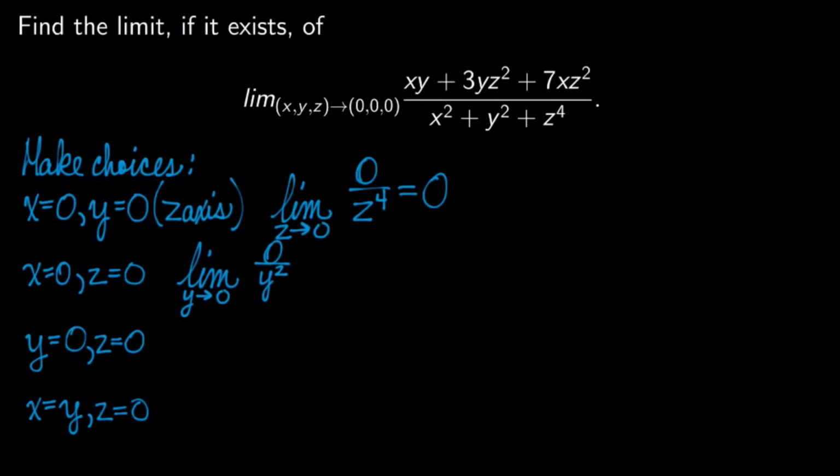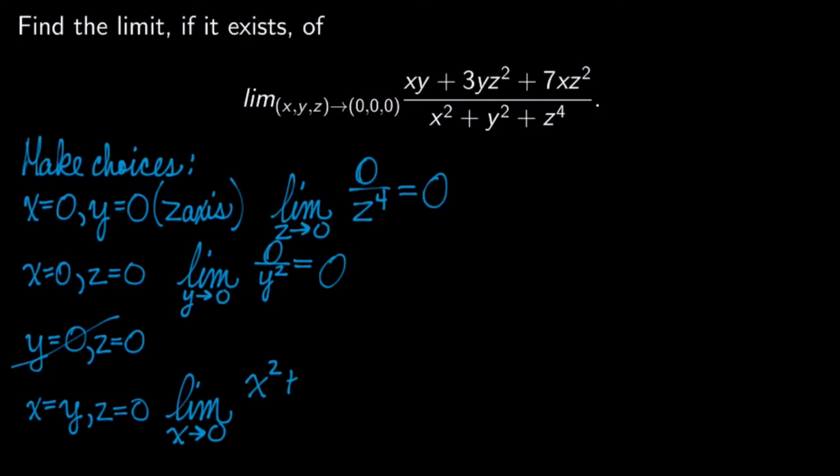Similarly, when you substitute x equals 0 and z equals 0, everything up here dies, and down here you're left with y squared. That's 0 too. I can already tell that if I substitute y equals 0 and z equals 0, I'm going to get the same thing, so I'm not even going to do that. But what about this slightly fancier guy? What if x were equal to y and z were equal to 0?